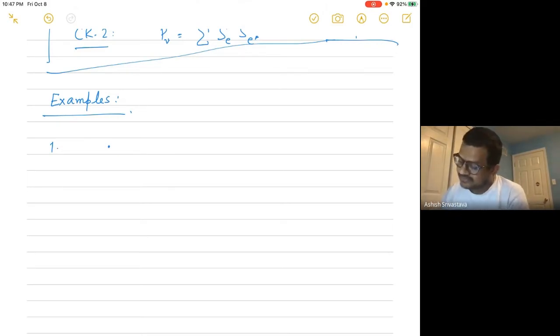Okay, so I have, let's say, two vertices, say V1 and V2, and there is an edge E, and the arrow is V1 to V2. Okay, let's see what will be the Leavitt path algebra for this directed graph.